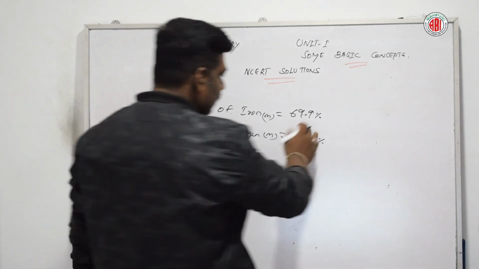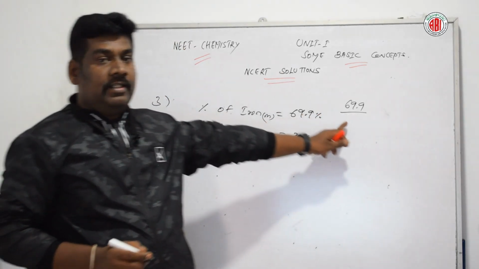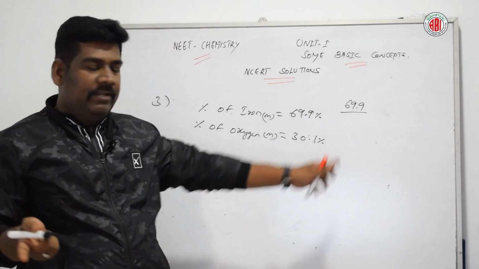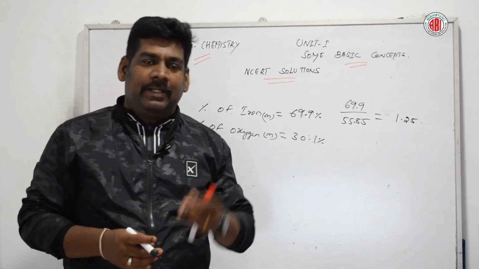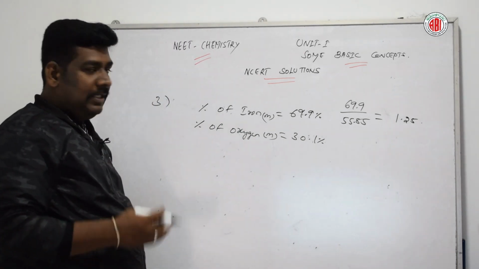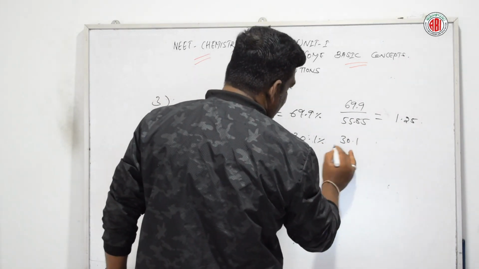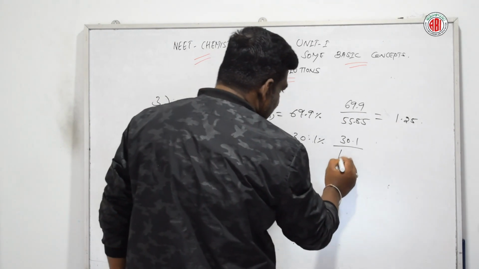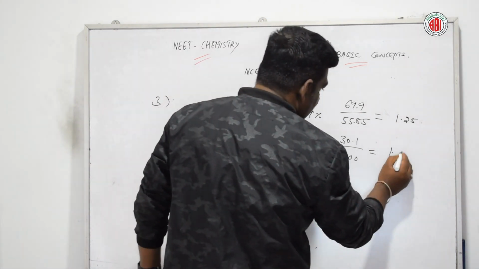Okay, so 69.9 divided by the atomic mass of iron, 55.85. Simplifying this we will get 1.25. Similarly, the percentage of oxygen by mass divided by the atomic mass of oxygen. The percentage of oxygen by mass given in the question is 30.1, divided by the atomic mass of oxygen, which we know is 16.00. So simplifying this we will get around 1.88.